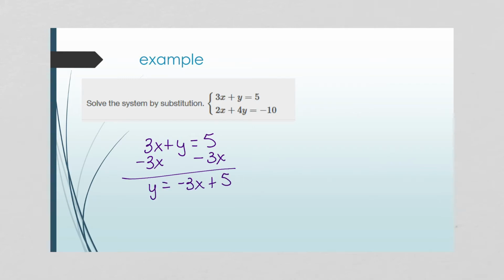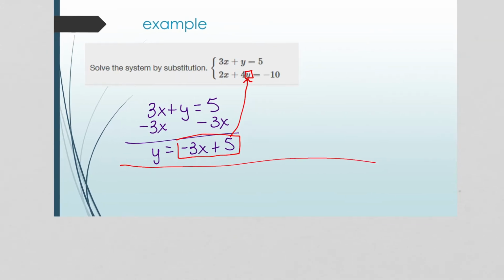Okay, now that we have y solved, we can take this information and put it in for y right there. Okay, so now I'm going to take that and rewrite the second equation. Okay, notice my y's went away. That's good. That's what we want. And I want to distribute so that we can solve for x.